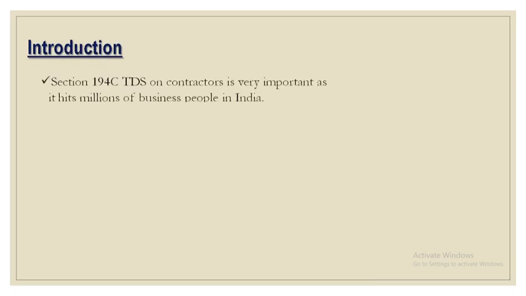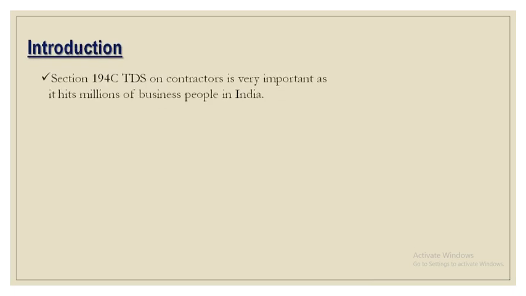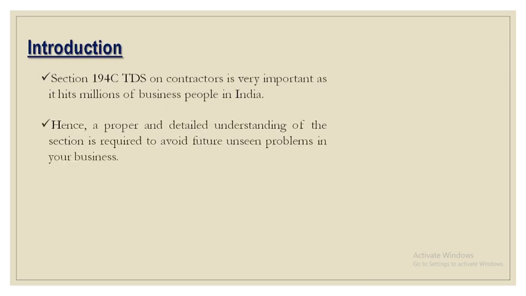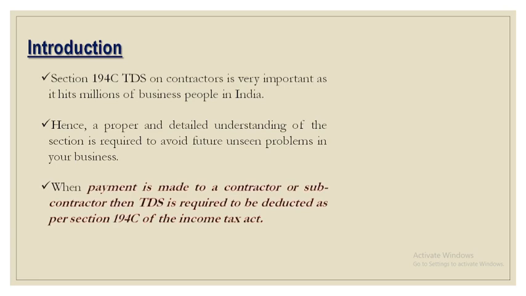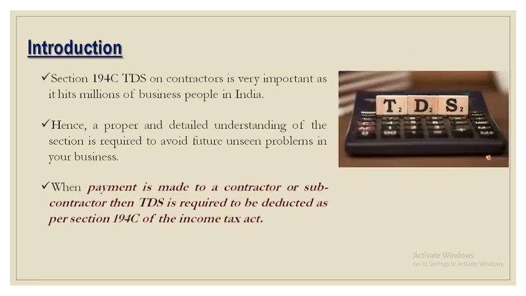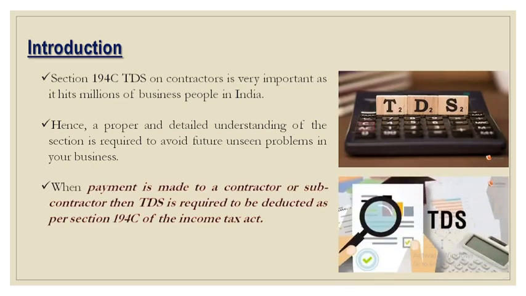Introduction. Section 194C TDS on contractors is very important as it hits millions of business people in India. Hence, a proper and detailed understanding of the section is required to avoid future unseen problems in your business. When payment is made to a contractor or subcontractor, then TDS is required to be deducted as per Section 194C of the Income Tax Act.